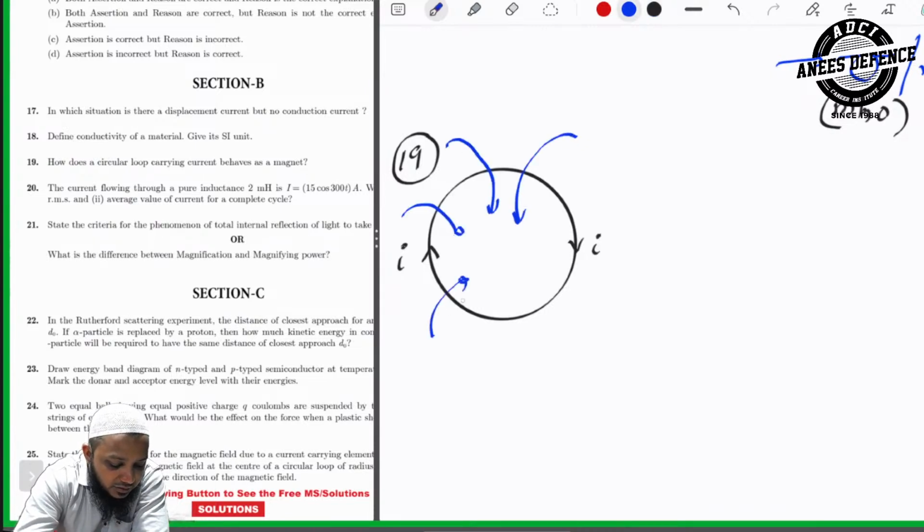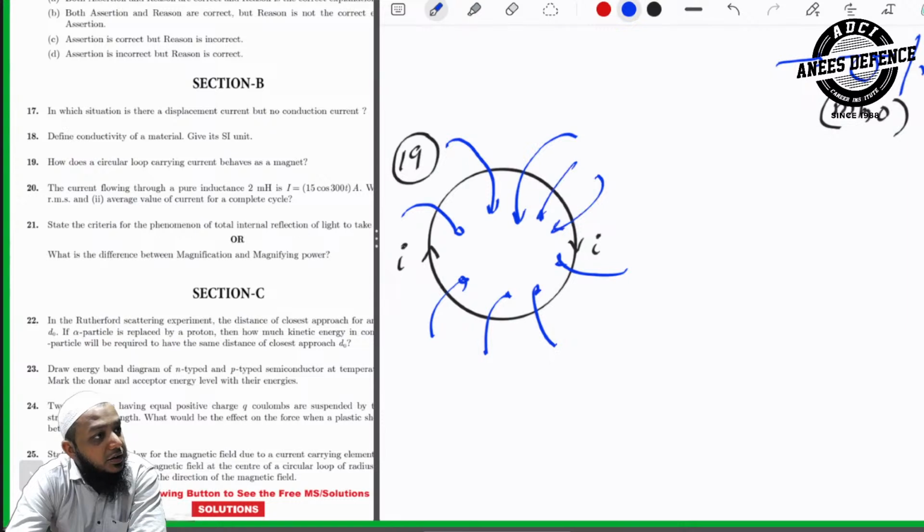In 3D, you can imagine. Magnetic field will be inside the loop, na? It will be inside the loop. Everywhere it will be inside the loop. Now, since the magnetic field exists, we can say it behaves like a magnet. But the question that arises here is, what will be the magnetic field at the center of the circular coil?